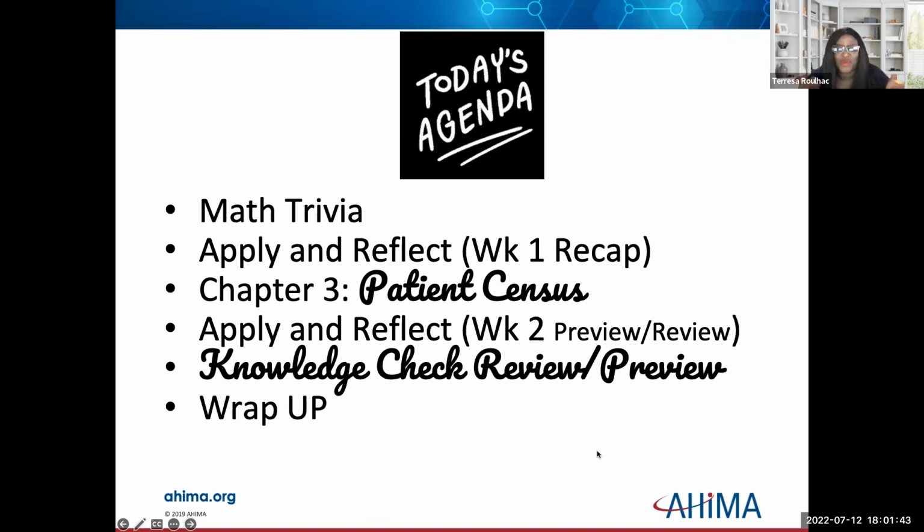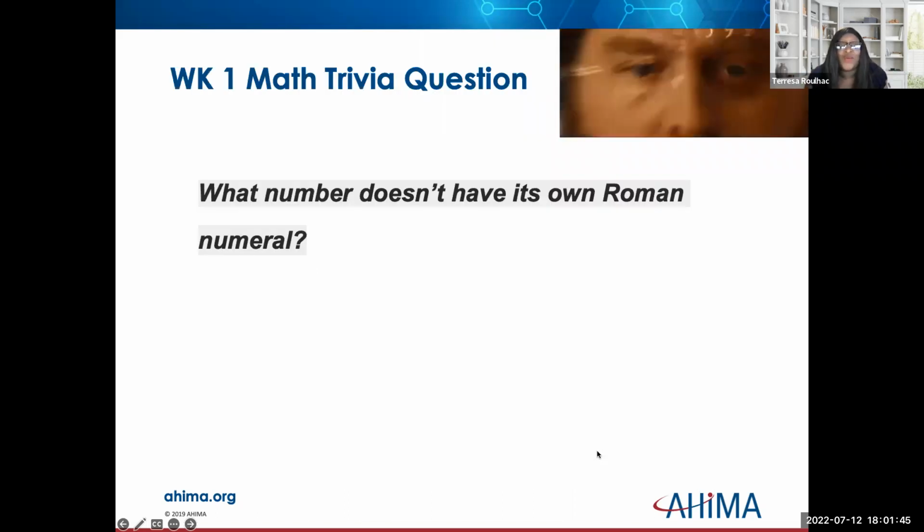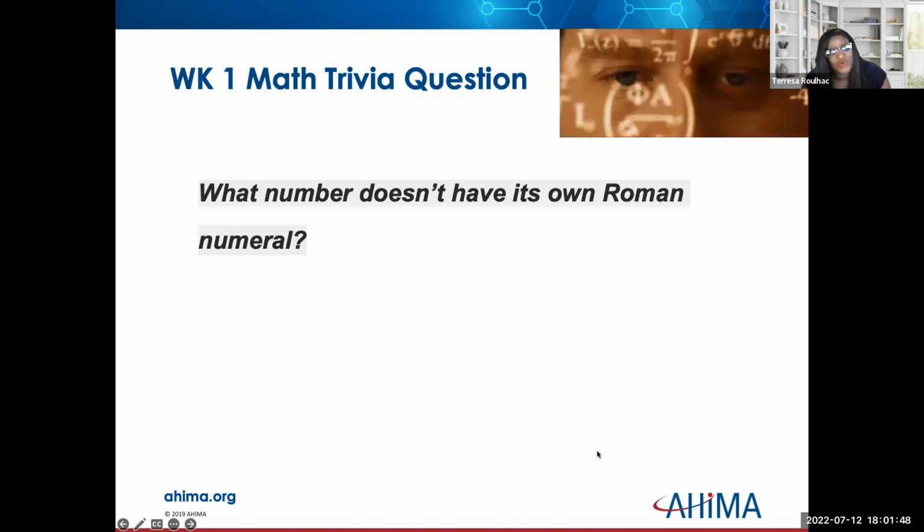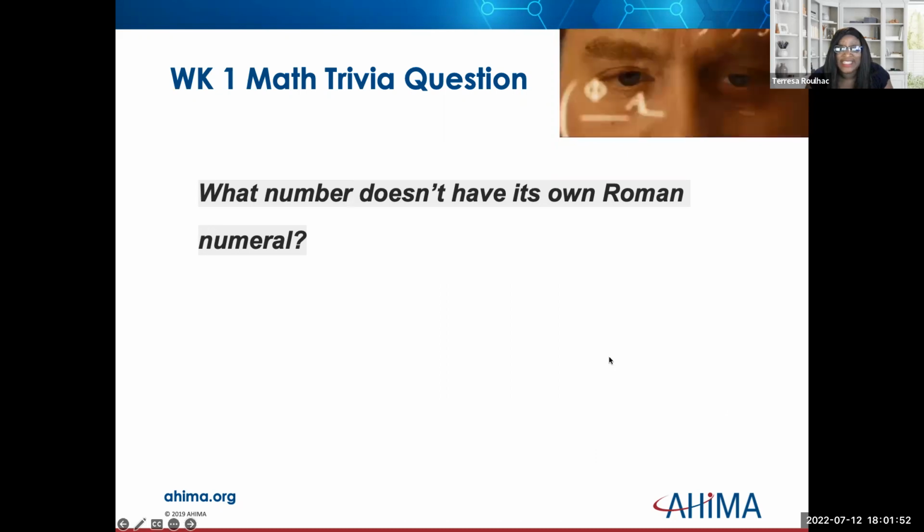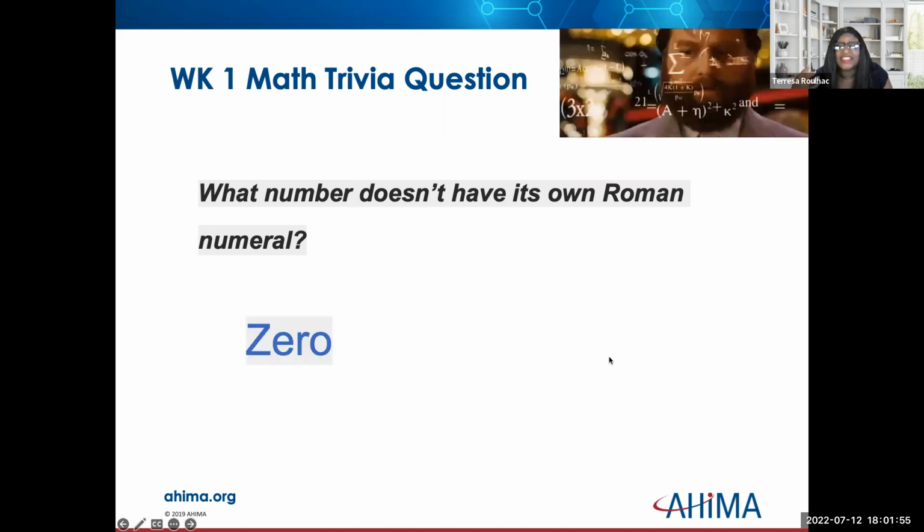So we're going to wrap it up. What number doesn't have its own Roman numeral? It is 0.